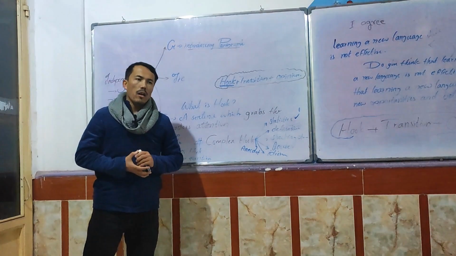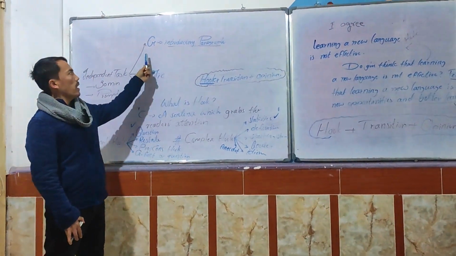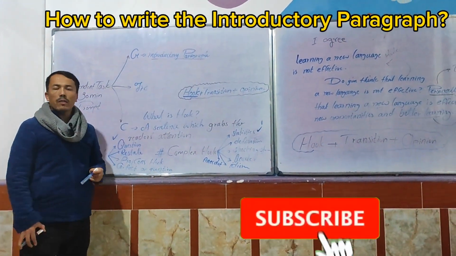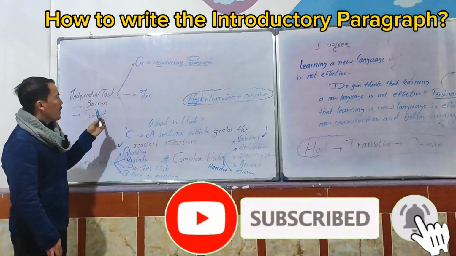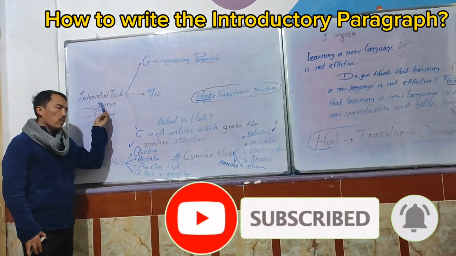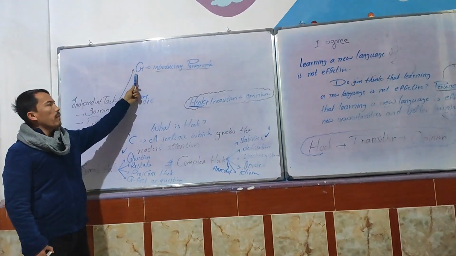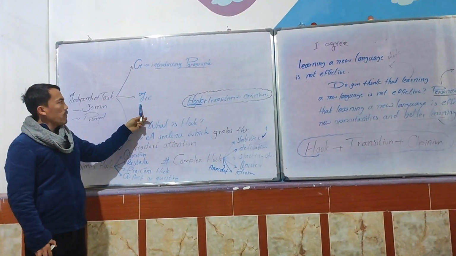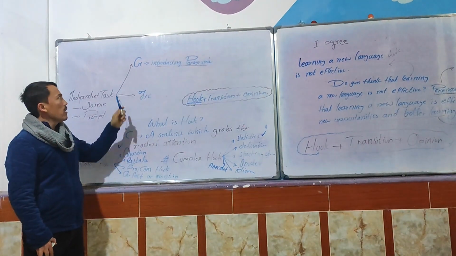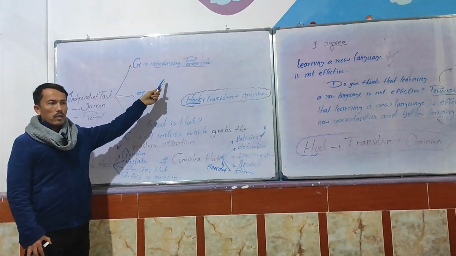Everybody, in today's lesson, I will tell you how to write the introductory paragraph for the independent task. In the previous session, I told you that in the independent task, we have to observe and know this formula. Firstly, we have to have G, then we have to have tick, and finally C. What is G? G means introductory paragraph.